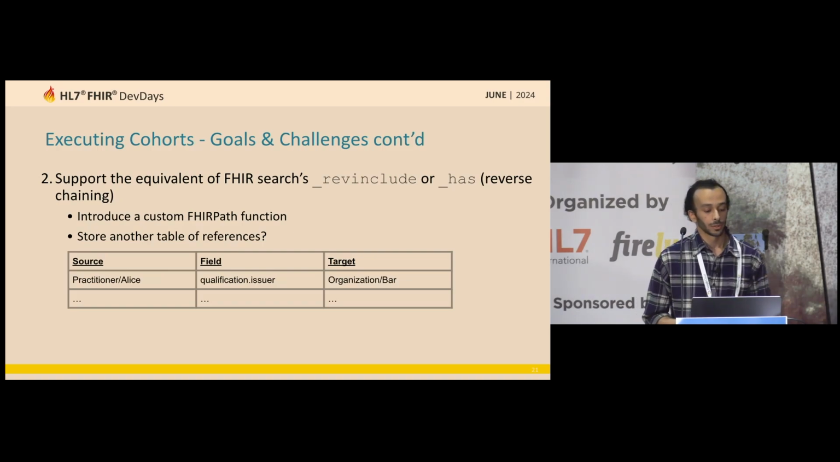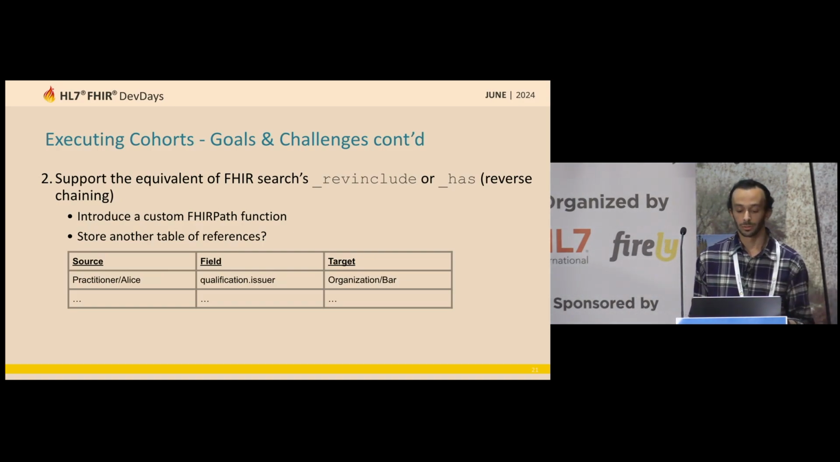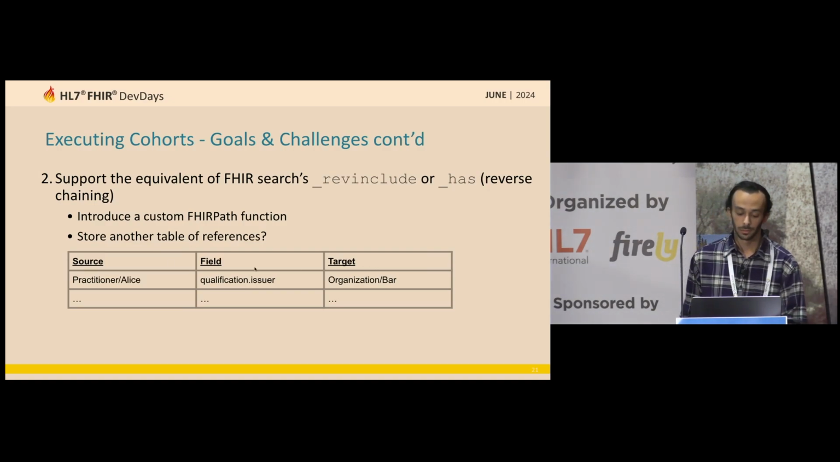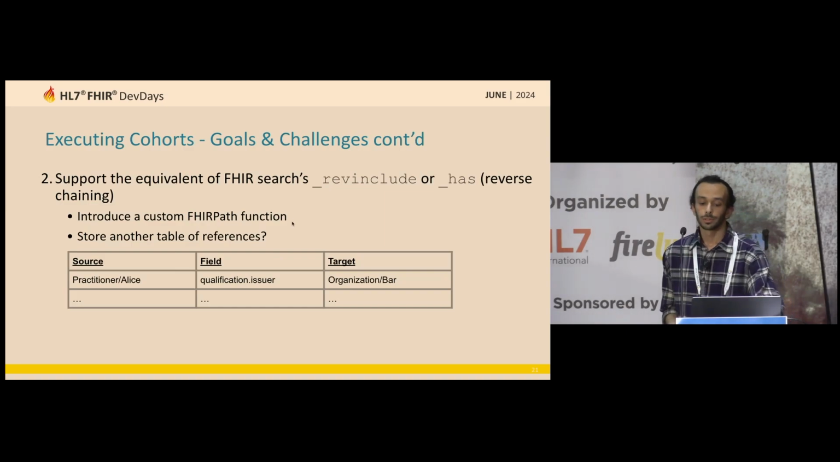So another obvious solution here would be just to store the references in another table. You can have the source, the target, and the field, and you can use this table to go and read these edges in order to return the appropriate result.